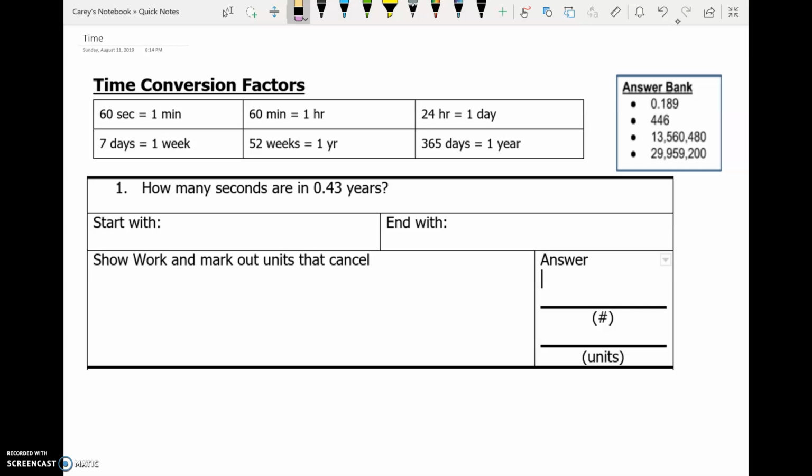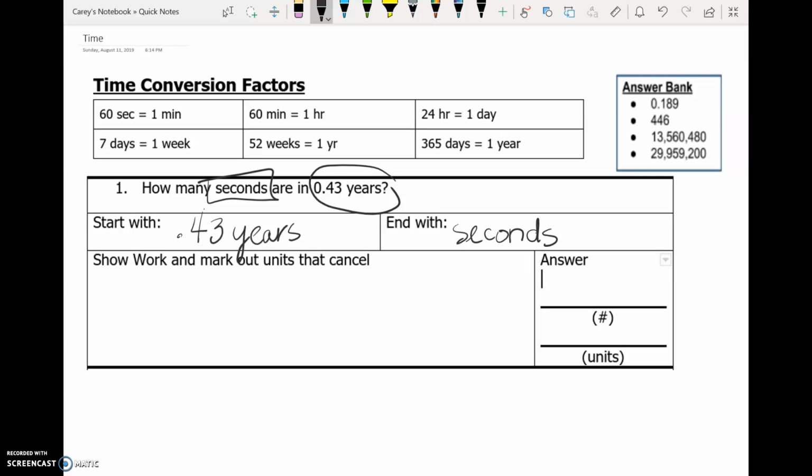Right, so if you're working on the dimensional analysis packet and you need some hints, I'm going to set up a problem from each section, and we're going to start with time. So in the first question, you're given 0.43 years, and the question wants you to solve for seconds.